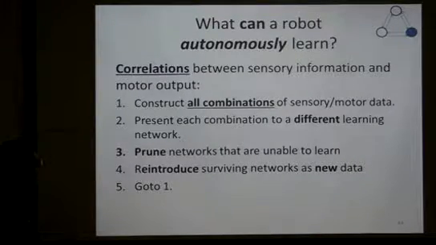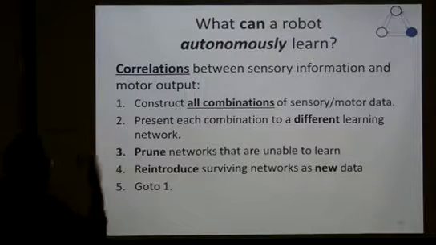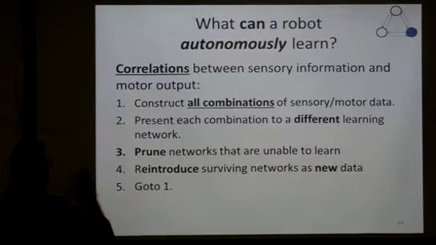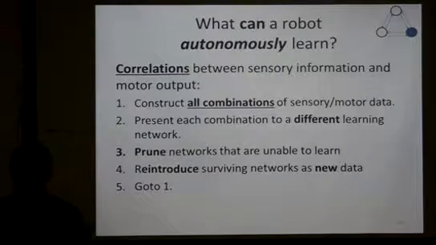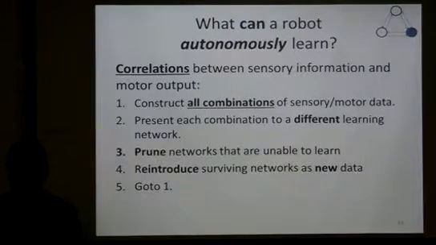So what you do is you construct all the combinations of sensory motor information. You want to predict one thing from the other. You want to predict what you're going to see if you move your eye. You want to predict what you will touch when you move the arm. You construct all the combinatorial information, the correlations between every sensory information and any motor information. Then you present each of these combinations to a different learning network. I'm using neural networks, just trying to learn this correlation. You interact with the world, you want to learn this correlation.